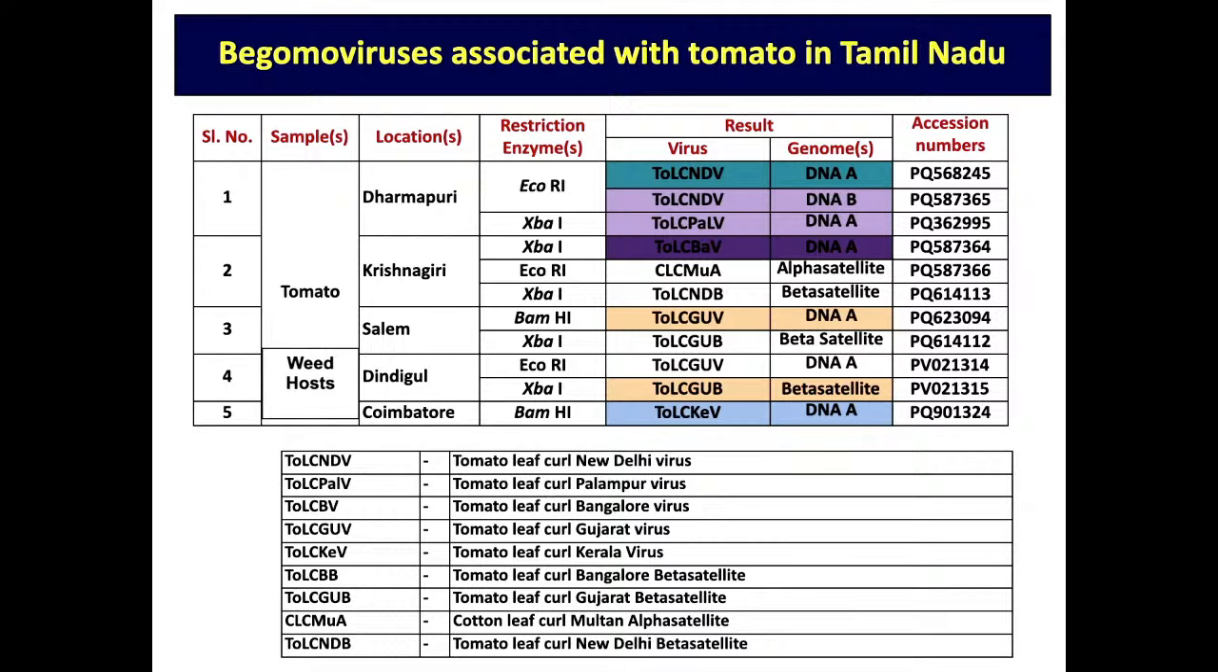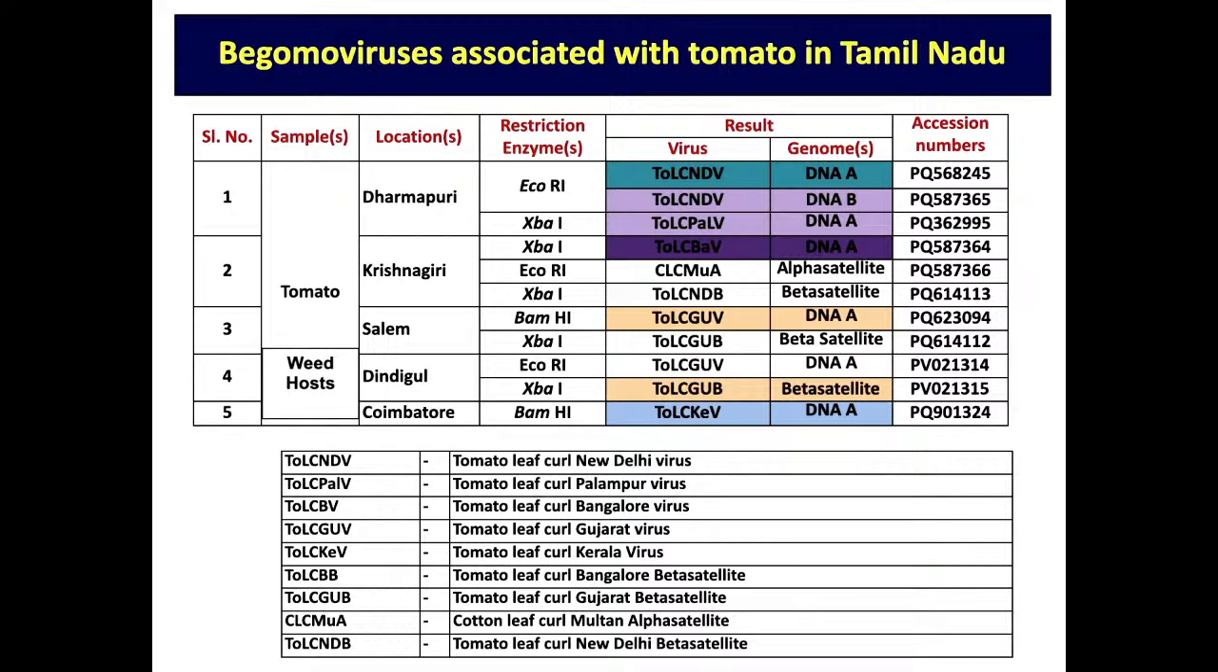At that time, when I was starting my research on viruses, maybe 15 years back, we could get only tomato leaf curl New Delhi virus. But nowadays, even in Tamil Nadu itself, the majority of the genomes are aligning with the Bangalore virus. In these districts, we randomly collected and analyzed samples and are getting different viruses, not only New Delhi, but also Palampur, Bangalore, Gujarat, Kerala, and satellites from different categories, Bangalore, Gujarat, and also Multan. Cotton leaf curl Multan alpha satellite was also present.